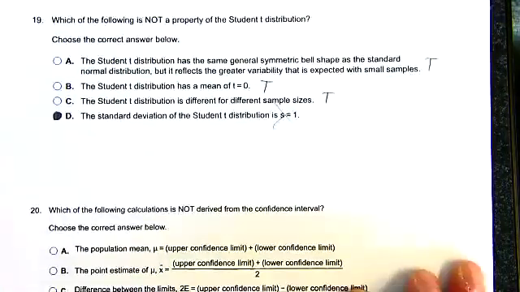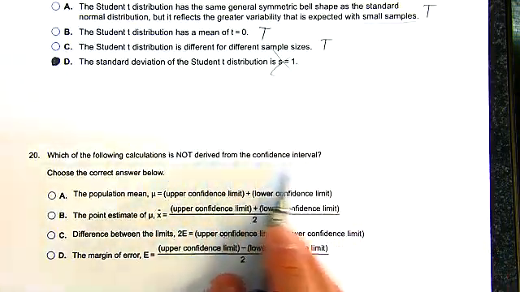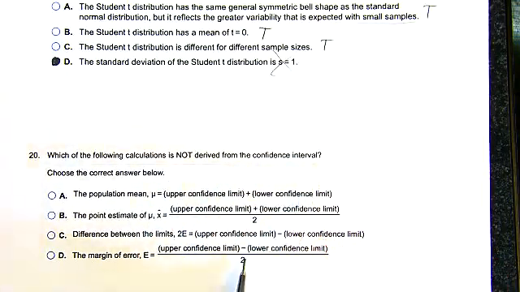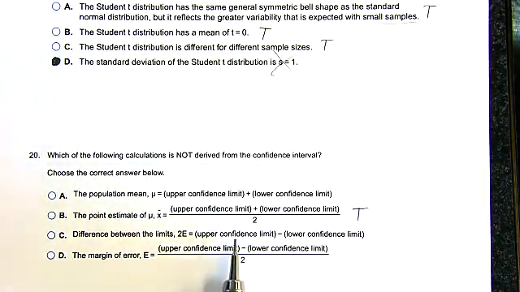Okay, last question. Which of the following calculations is not derived from the confidence interval? So if you take your upper confidence limit and your lower confidence limit, add them, divide by 2, that will give you x bar. That's true. If you take your upper confidence limit and subtract your lower confidence limit, that will give you double the margin of error.